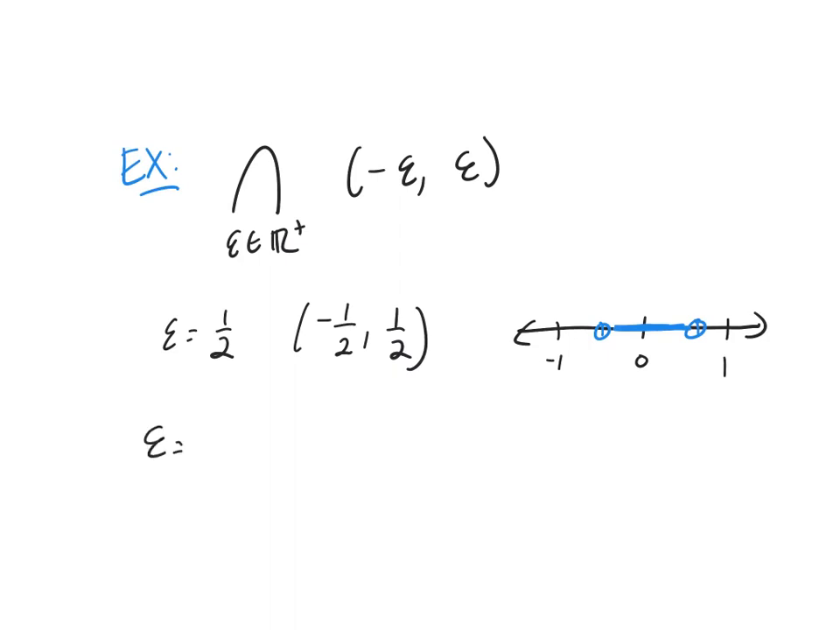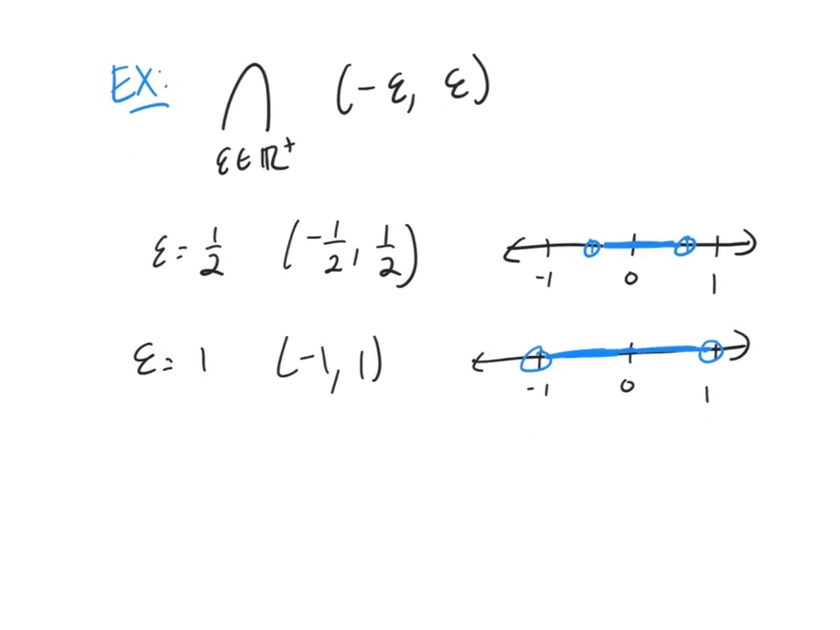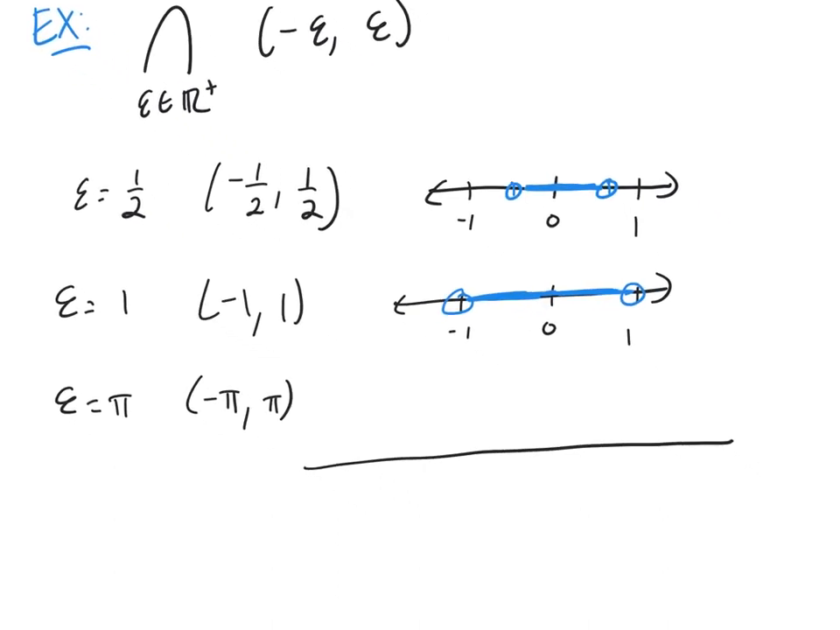Epsilon could be a whole number, like 1. I would get the interval negative 1 to 1. But there are other real numbers other than just whole numbers and fractions. You could also look at epsilon being pi, so the interval from negative pi to pi. So I'd probably have to stretch out my picture a whole lot here. I didn't leave myself quite enough room.